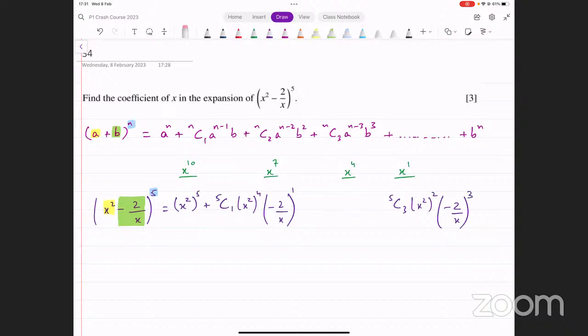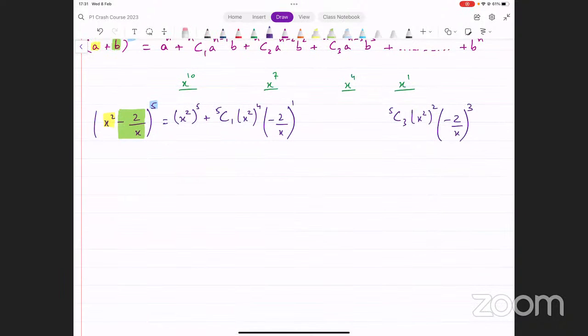Okay, that's pretty quick. Now, what's 5c3? 5c3 is 10. You just need to simplify this. Ignore everything else now. Just simplify this term because that is what you want, the coefficient of x. 5c3 gives you 10 into x raised to power 4 into minus 2 over x. Minus 2 raised to power 3 is minus 8. In the denominator, you've got x cubed. Minus 8 into 10 gives us minus 80. x power 4 minus 3 is x.